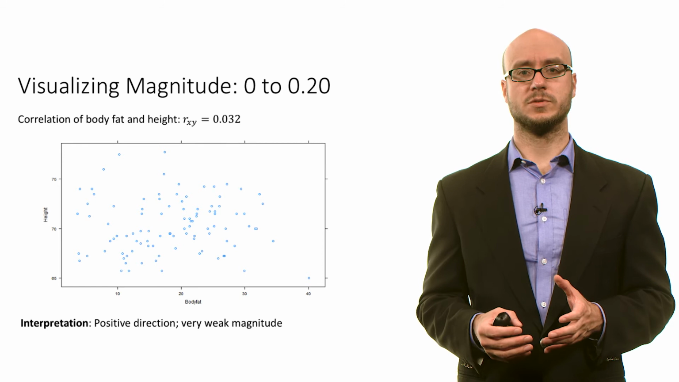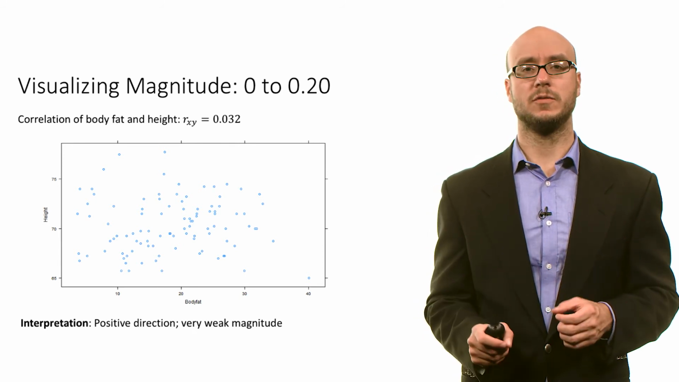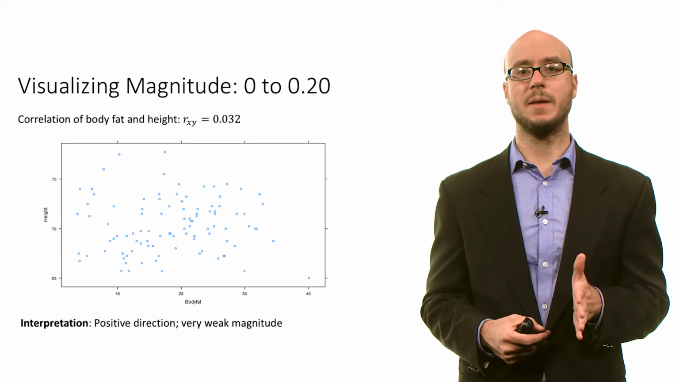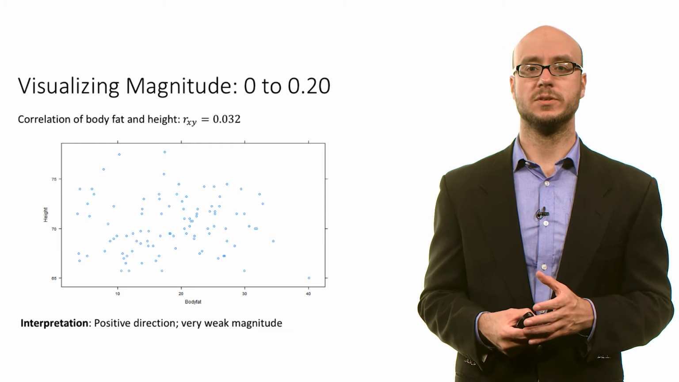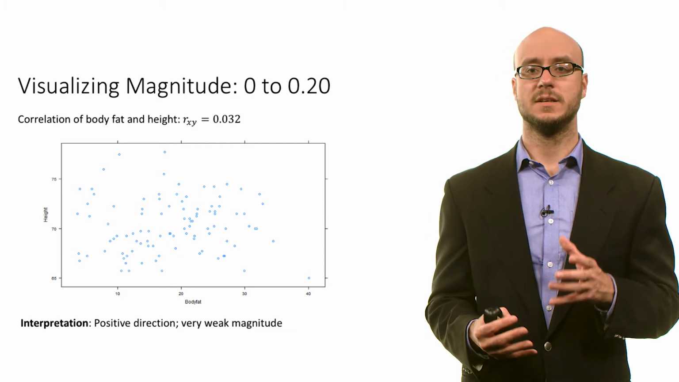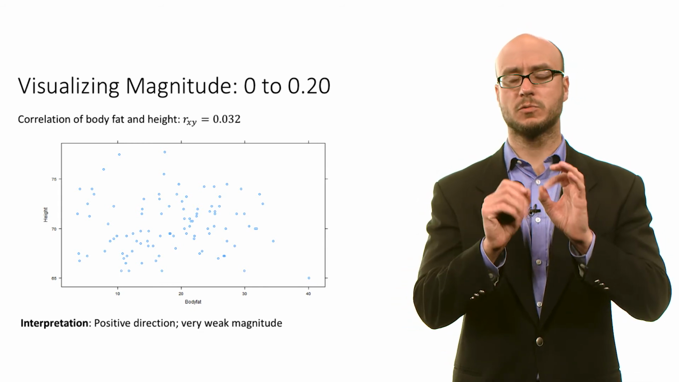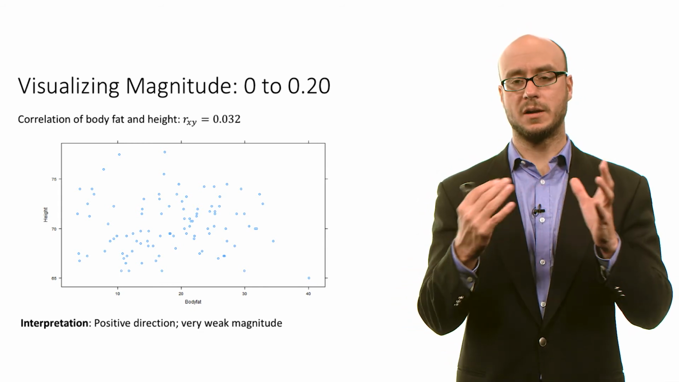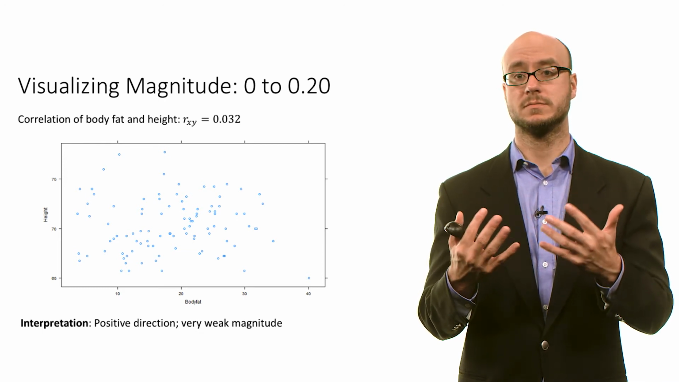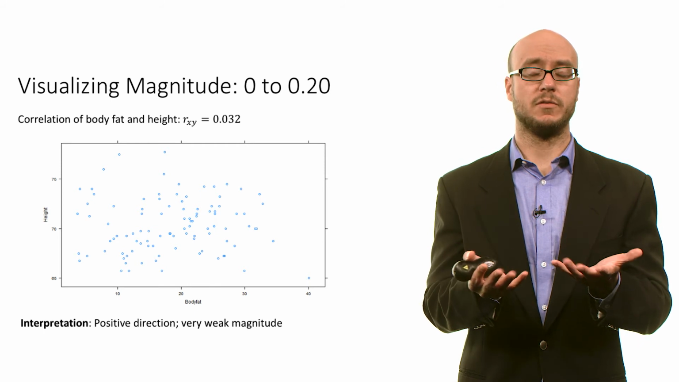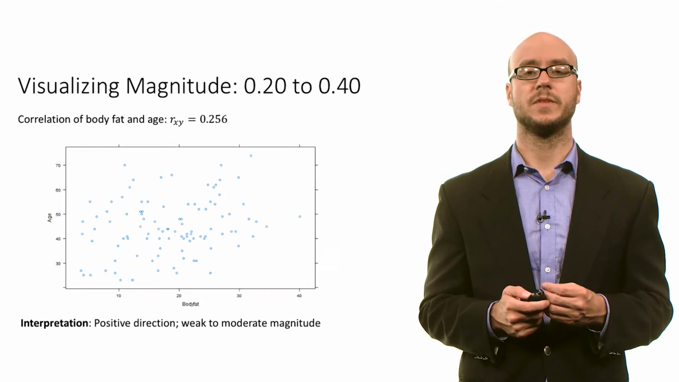So in this data set of individuals, we can calculate different scatter plots and different correlation coefficients. So here's a correlation between body fat percentage and a person's height. It's 0.032. Using this set of guidelines, this is a very weak magnitude, but it is a positive direction. This is also reflected in the scatter plot. The scatter plot looks like a cloud. It's basically just a bunch of noise. You can't even really tell that there's a very, very small positive relationship between these two.